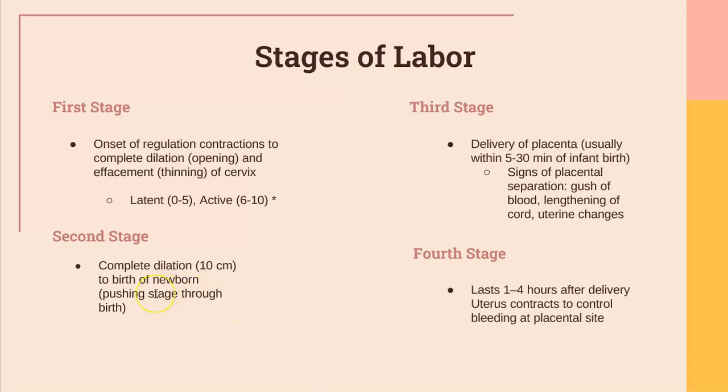The second stage of labor is once you're 10 centimeters to the birth of the newborn. So this is basically the pushing stage through birth. The 3rd stage is the delivery of the placenta. It's usually within 5 to 30 minutes of an infant birth. And you'll want to know the signs of placental separation. So baby's born, within about 5 minutes, there are signs that the placenta is separating from the lining of the uterus. So you might see a gush of blood or a lengthening of the cord.